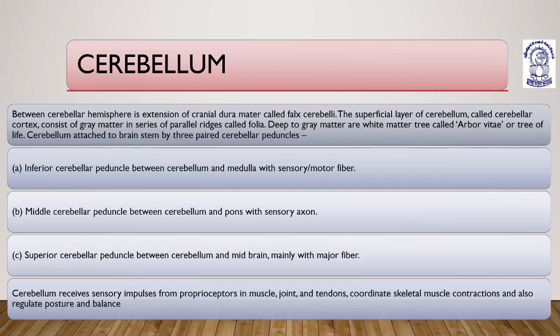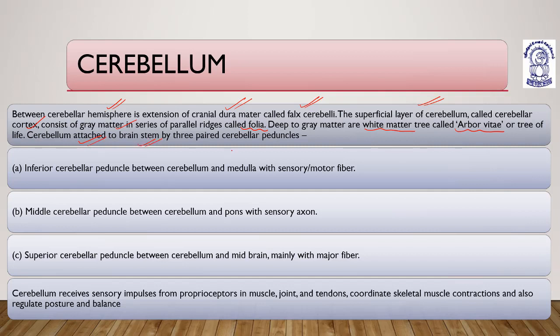Between the cerebellar hemispheres is the extension of cranial dura mater called falx cerebelli. The superficial layer of cerebellum is called cerebellar cortex, which consists of gray matter in a series of parallel ridges called folia. Deep to the gray matter is the white matter called arbor vitae, or tree of life.